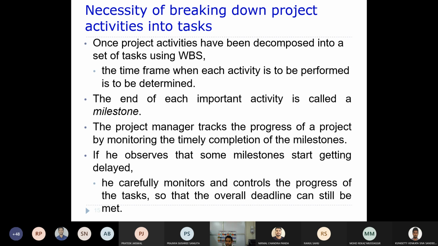This is the way project managers track the progress of a particular project. If any of the milestones are not met, then you need to take some corrective actions. Maybe you generate some information for the management, so that we carefully meet that particular requirement by taking corrective actions.